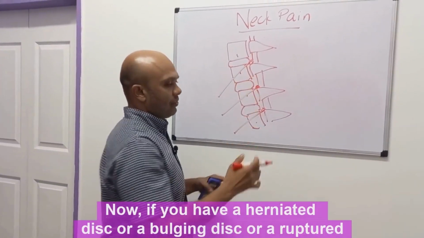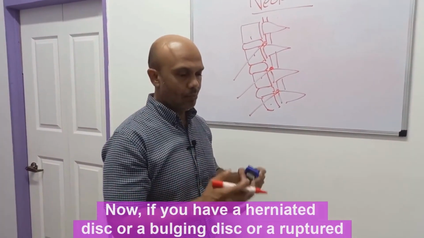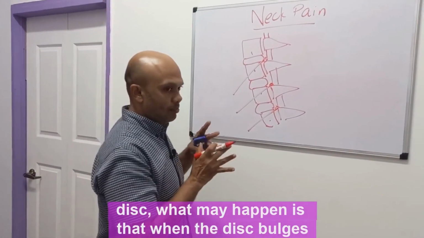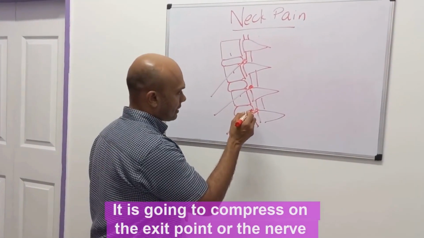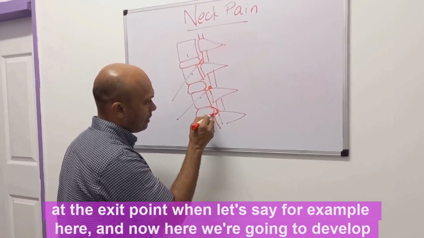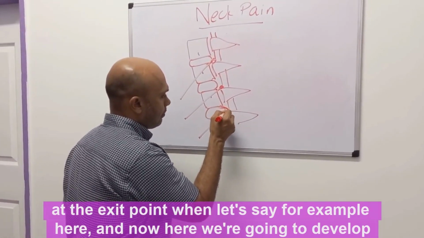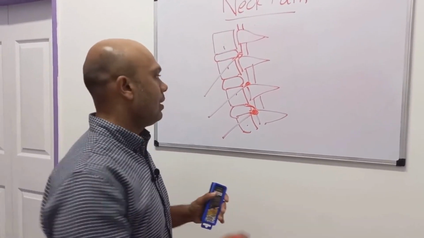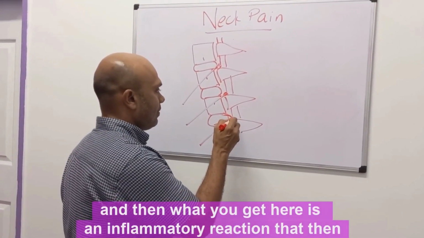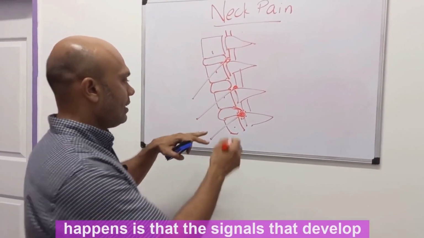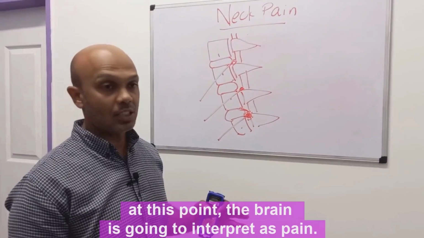Now, if you have a herniated disc or a bulging disc or a ruptured disc, what may happen is that when the disc bulges, it is going to compress on the exit point or the nerve at the exit point. Let's say, for example, here. And now here, you're going to develop inflammation because the compression is a form of injury. And then what you get here is an inflammatory reaction, and the signals that develop at this point, the brain is going to interpret as pain.